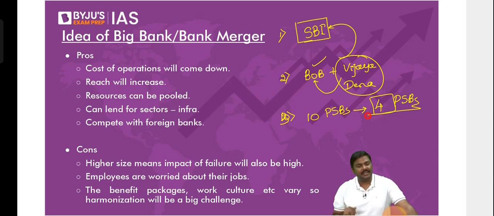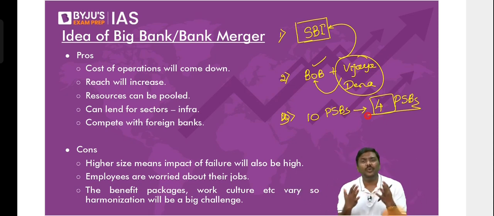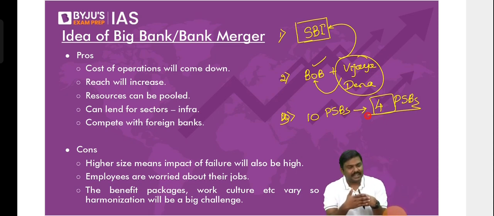There are 12 public sector banks in India right now. Many of the books still give the older numbers, like 21, 19, 24, etc. Now the idea is simply this: why is the Government of India merging these particular public sector banks? What is the reason?